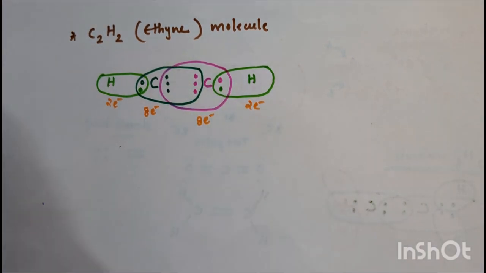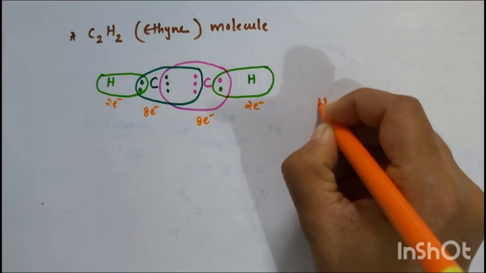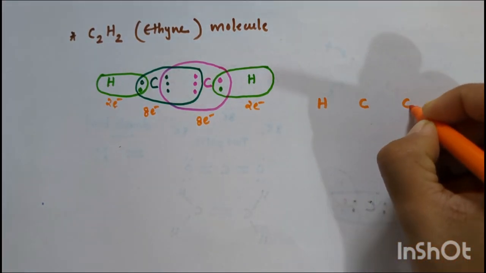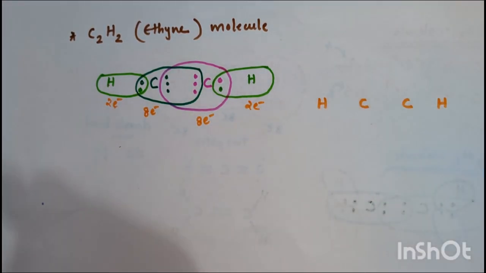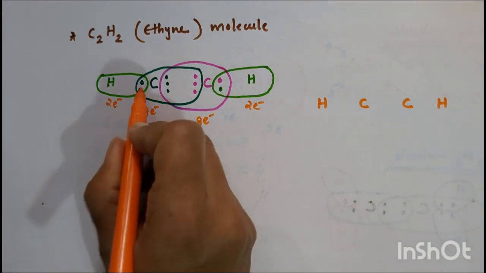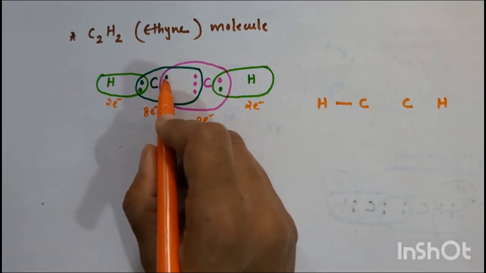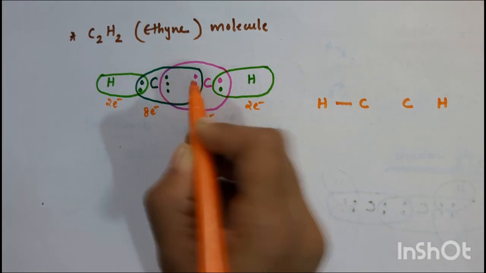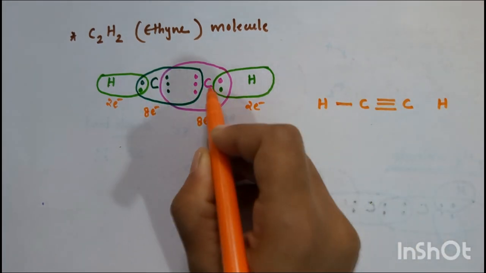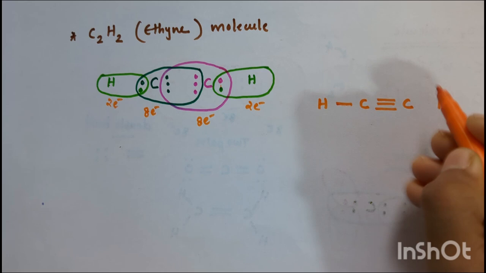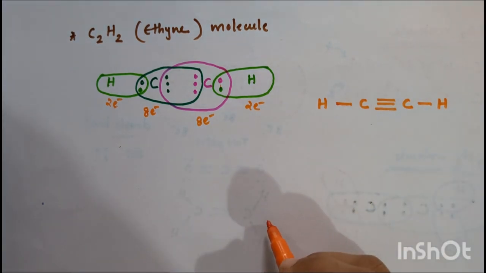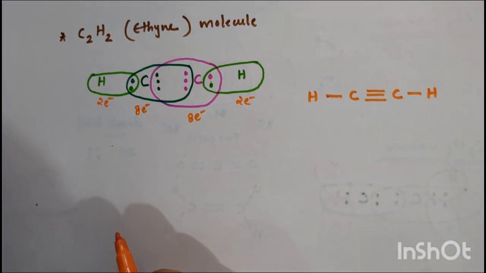So you see, we have one hydrogen atom here, one carbon atom here, one carbon atom here, and another hydrogen atom here. One pair of electrons is shared between the hydrogen and carbon, a single bond. 3 pairs of electrons are shared between the two carbons, so a triple bond. 1 pair of electrons is shared between the carbon and hydrogen, so a single bond. So in this video, we have discussed the covalent bond, the single bond, double bond and triple bond.